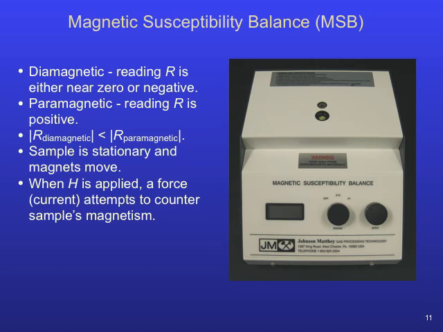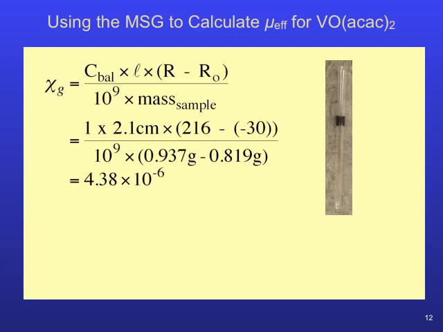The fundamental parameter that this balance measures is R. R is near zero or negative for diamagnetic substances, whereas it is positive for paramagnetic substances. The absolute value of R for paramagnetic substances is larger than the corresponding value for diamagnetic substances. The MSB works differently from the Gouy balance, with the sample remaining stationary, with this balance attempting to counter the sample's magnetism. The magnetic susceptibility Chi subscript G varies directly with the measured length of the sample, two readings from the magnetic susceptibility balance, and inversely with the mass of the sample.